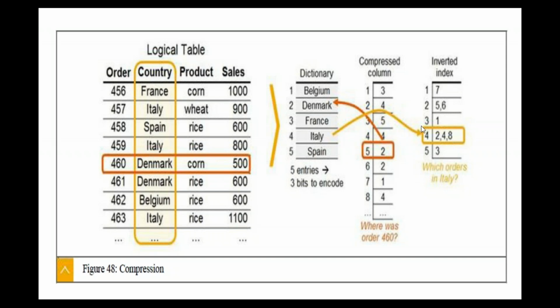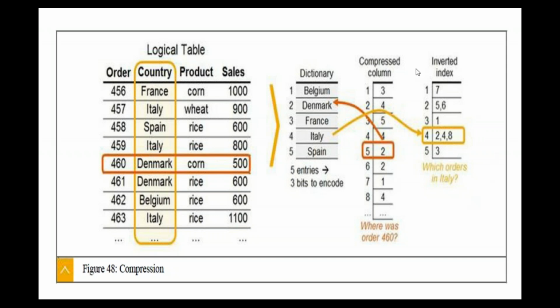It means that for 4, that is Italy, row number 2, row number 4, and row number 8 are linked. Row number 2 has 457, and that is Italy. Row number 4 has 459, that is Italy. And row number 8, 463, is Italy. So 3 times we have Italy. That's the reason 2, 4, 8 is linked to 4.